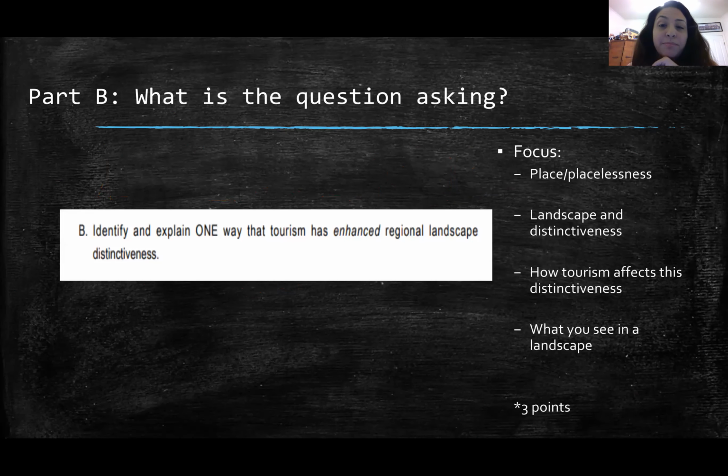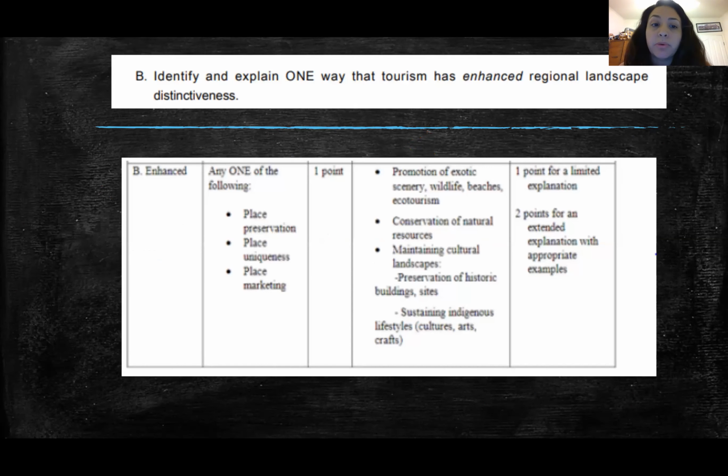All right, part B. Again, what's this question asking? Again, you have to identify and explain. The same focuses, guys, because it's the same thing. The only biggie that's different is you need to know what the heck enhanced is. So enhances or makes it more prevalent or more in your face. So it enhances something. Again, this part is 3 points as well.